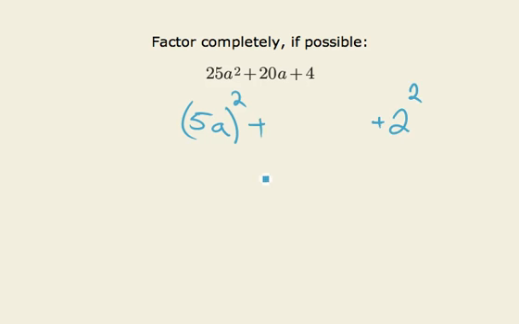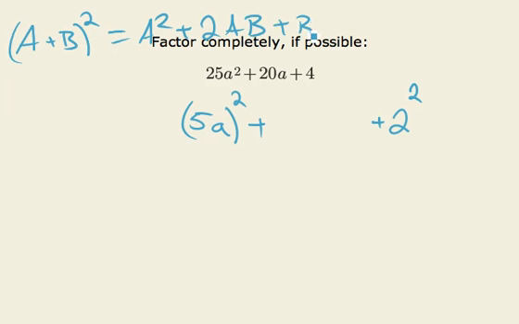So this has part of the form of our memorized binomial squared formula, right? A plus b quantity squared equals a squared plus 2 times a times b plus b squared. I have the a squared part and I have the b squared part. The only question is, do I have the middle part? So let's see what the middle part is.